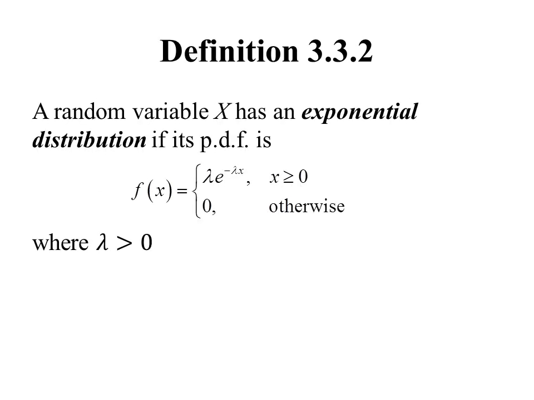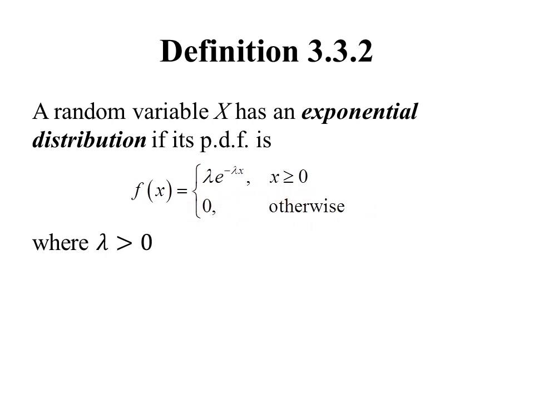Our next definition, we're going to define an exponential distribution. So random variable x has an exponential distribution if its PDF is given by this. We have one parameter lambda, which is some positive number. The PDF is lambda times e to the negative lambda x for x greater than or equal to 0, and 0 otherwise.